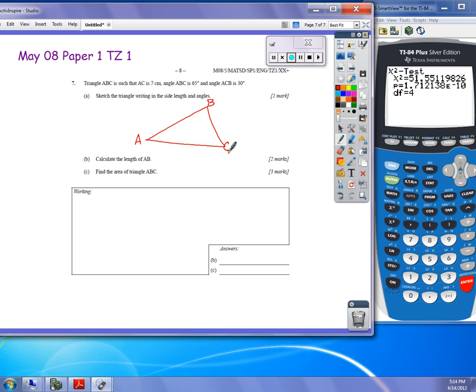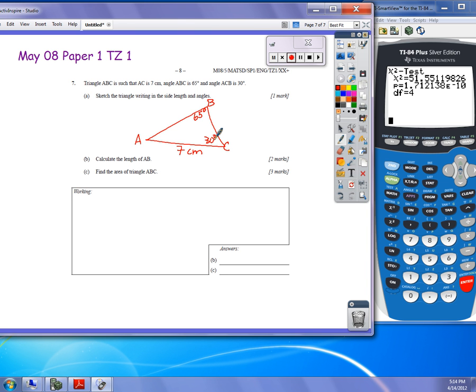and it tells me that AC is 7 centimeters, and angle ABC, the B is in the middle, is 65 degrees. And angle ACB is 30 degrees. I have a 30-degree angle. And they asked me to calculate the length of AB.